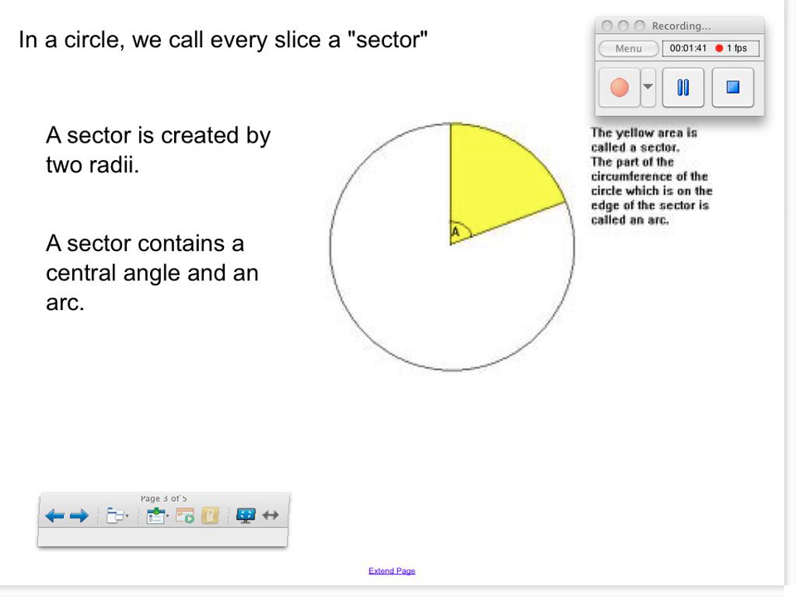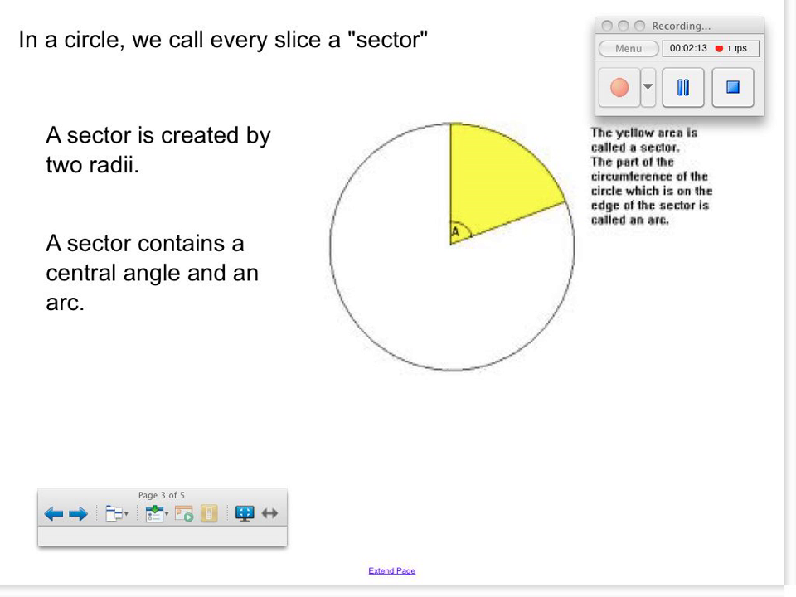In a circle, we call every slice a sector. It's basically a slice. A sector, as you could see in the information here, is created by two radii. A sector also contains a central angle and an arc. A central angle is an angle created by the two radii. So here we have the center of the circle, and the angle created by those two radii is the central angle. The arc is the piece of the circumference that's in that sector.